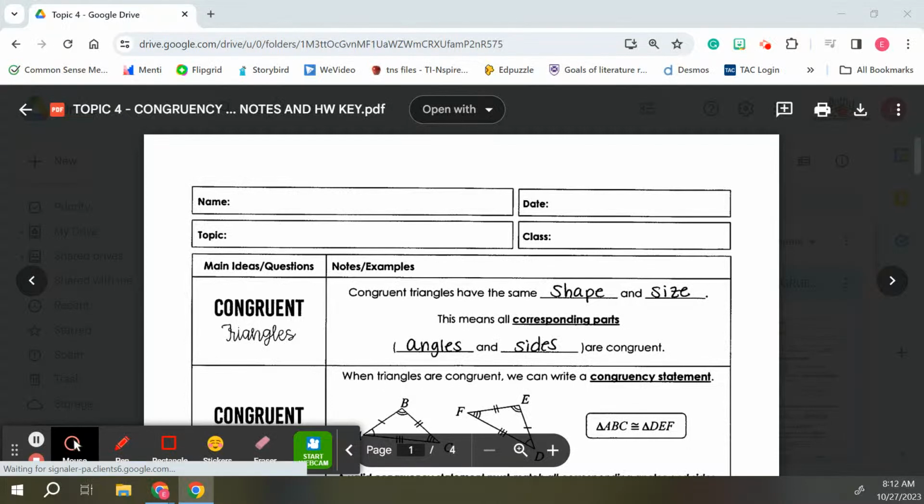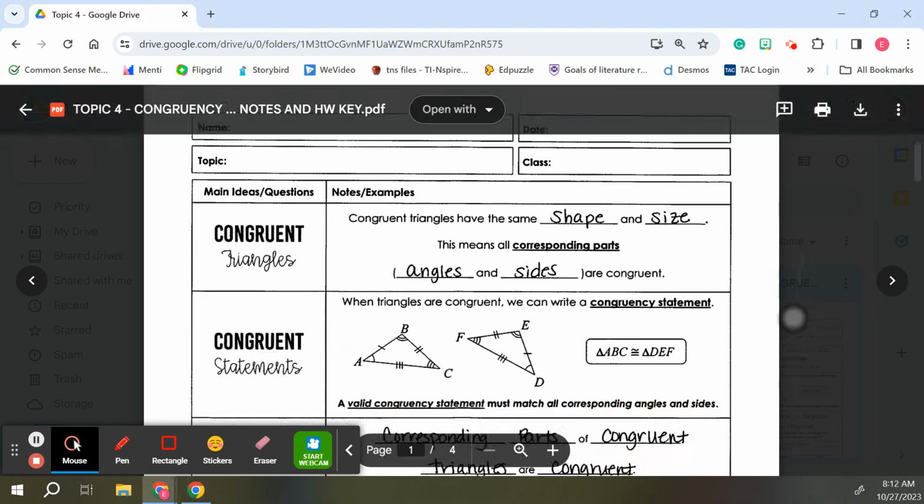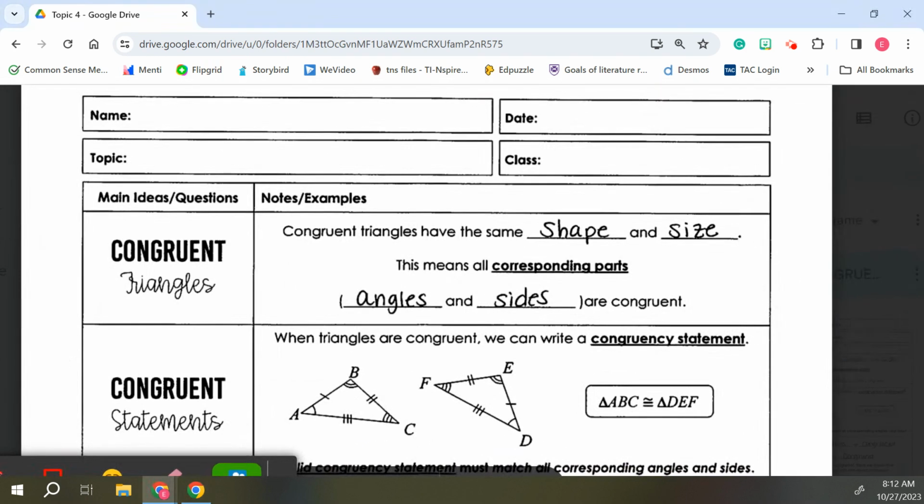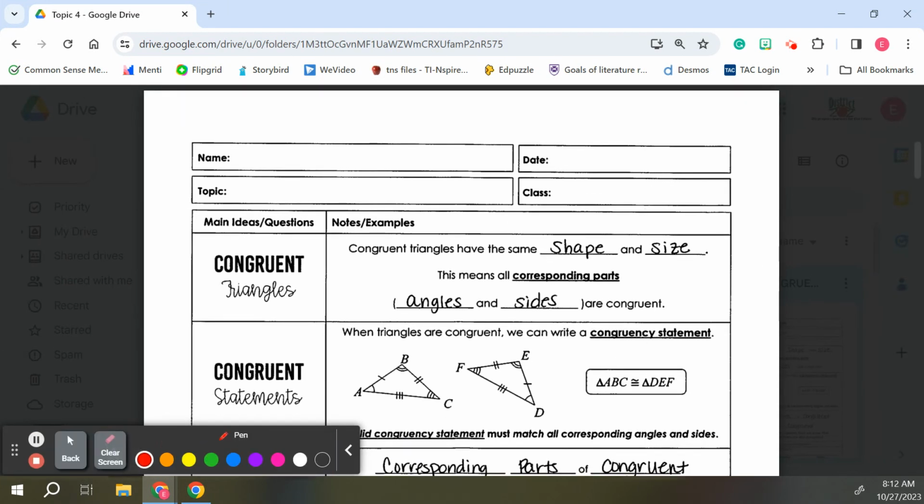Right, so if we take a look at our first sheet, come on now, it's not letting me zoom in very much. Okay, so here we're going to talk about congruent triangles. If you want to know what topic or part this covers, this is 4.1, okay, ish.